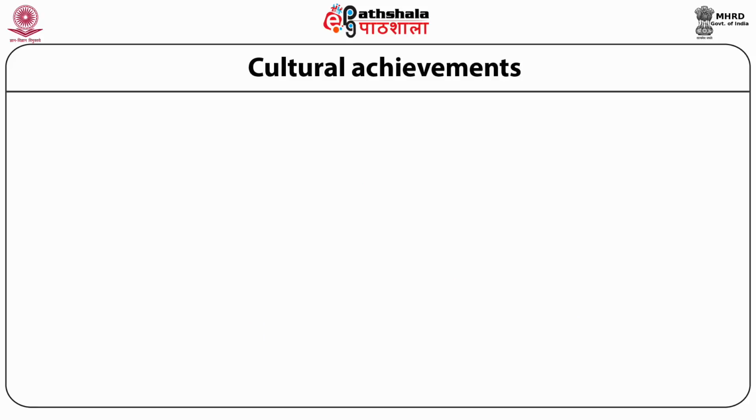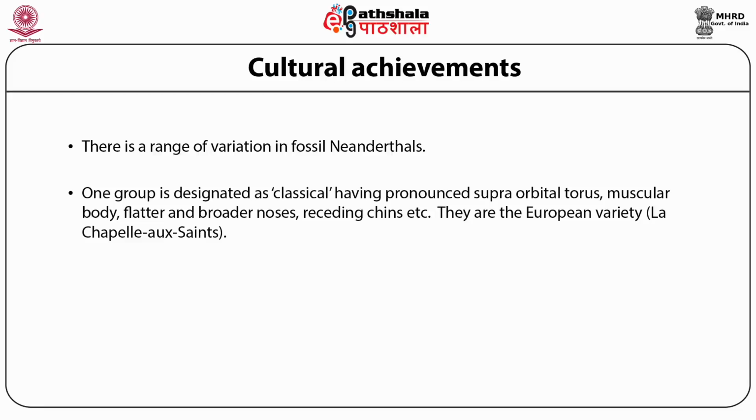Controversies regarding classical and progressive varieties. There is a range of variation in fossil Neanderthals. Some of the Neanderthals had pronounced ridges over their eye sockets, called brow ridges, as well as other protrusions of the skull not generally seen in modern humans. They were more muscular than modern humans. They had flatter, broader noses than modern humans. They had a receding chin. Their brains were somewhat larger than those of modern humans.